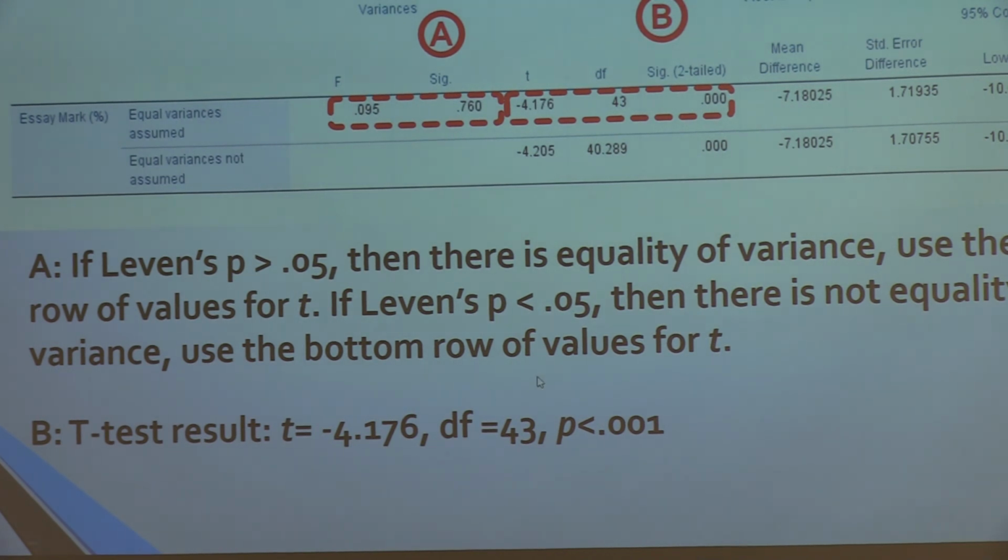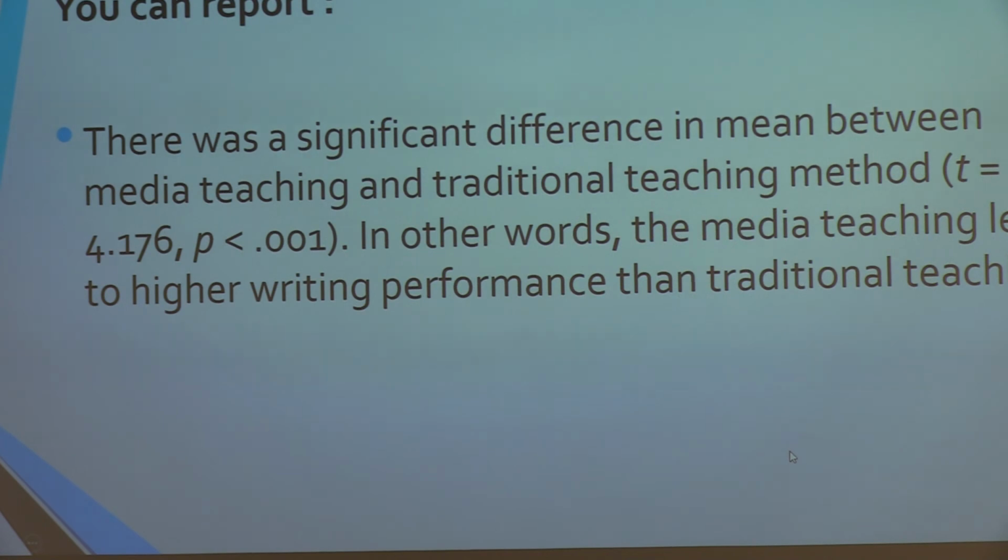Okay. Then you report the degrees of freedom. Just copy down the degrees of freedom, and you also indicate the p-value smaller than 0.01. So you can report there was a significant difference in mean between media teaching and traditional teaching method. t equals blah blah blah, p blah blah blah. In other words, the media teaching leads to higher writing performance than traditional teaching. Is it okay? All right. Now let's take a break. Okay, 10-minute break and then we'll be back, okay? All right?